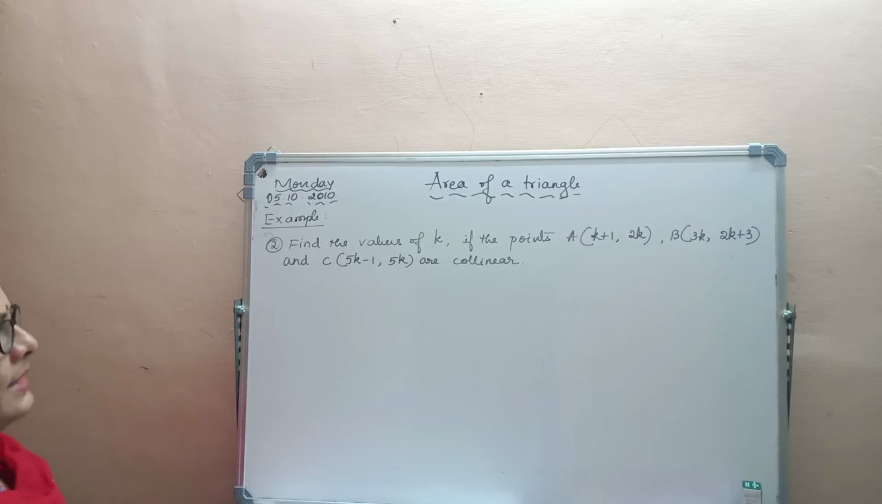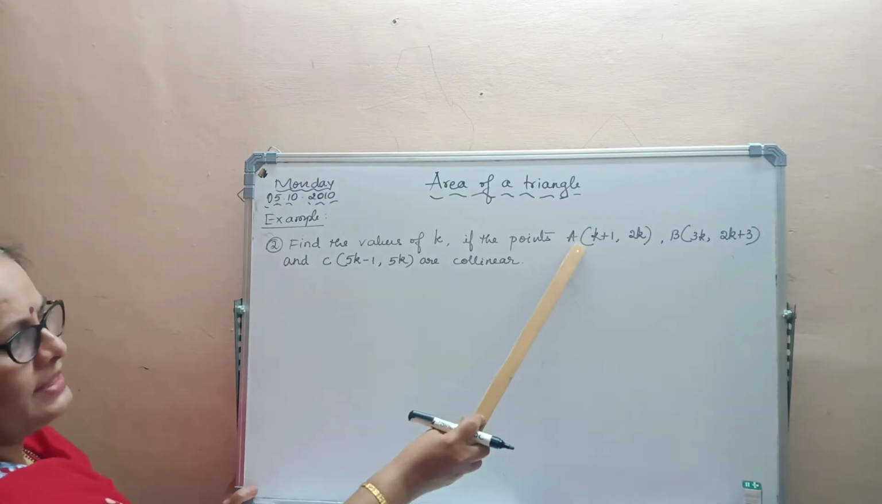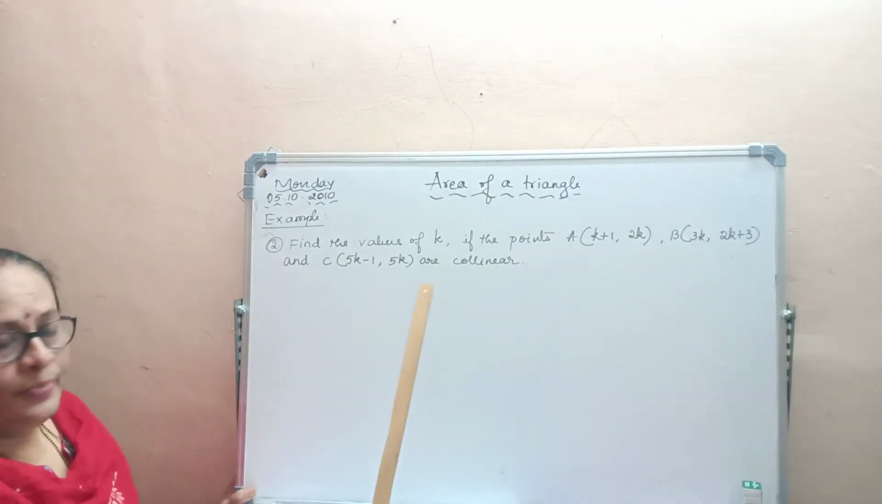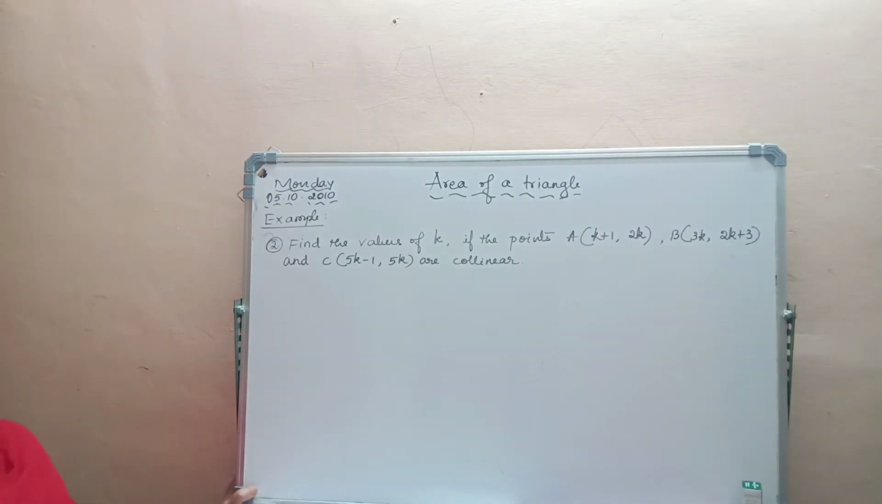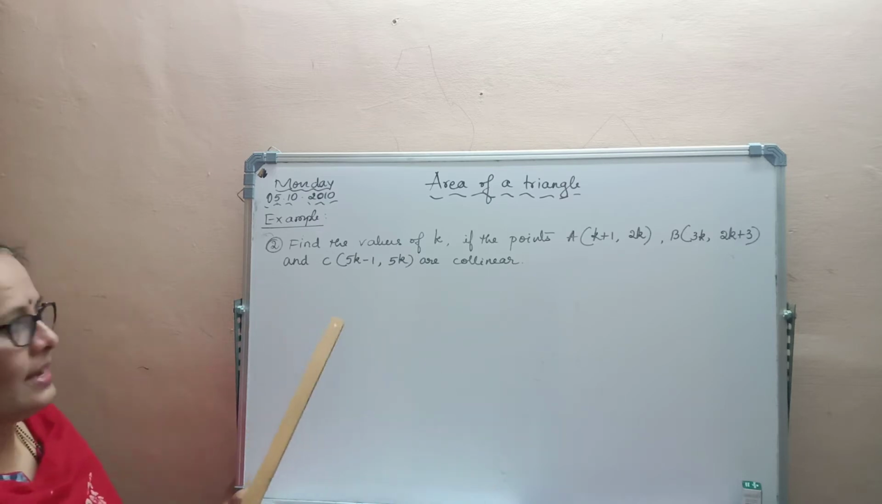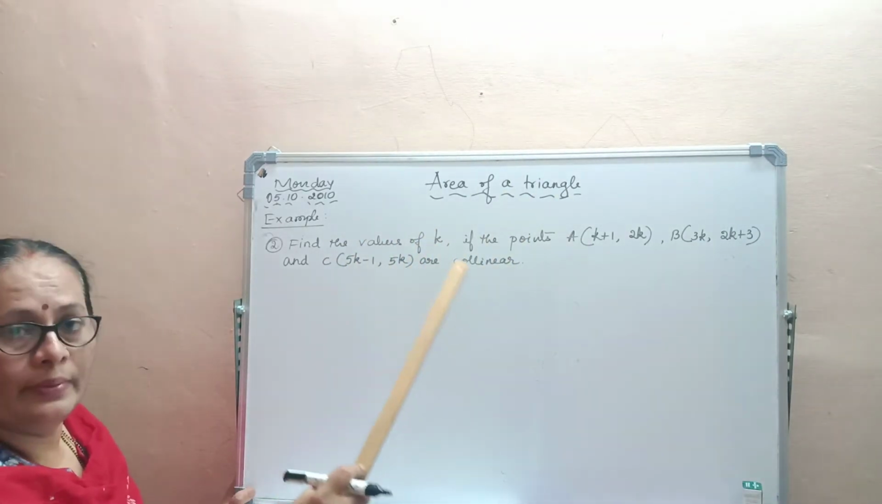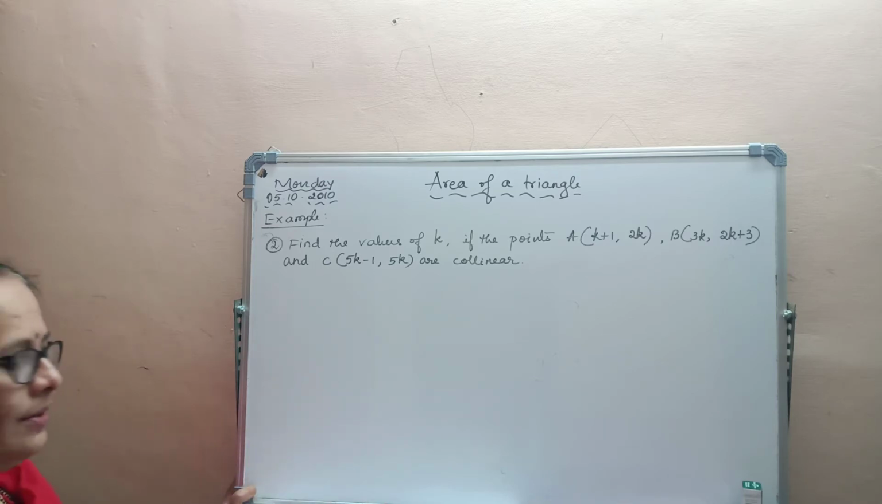Second question, find the values of k if the points A, B and C are collinear. As I told earlier, when points are collinear, then the area of the triangle is equal to 0. Now you have to find the values of k if the points A, B, C are collinear. That means points A, B and C are on the same line. Then the area of the triangle is equal to 0.